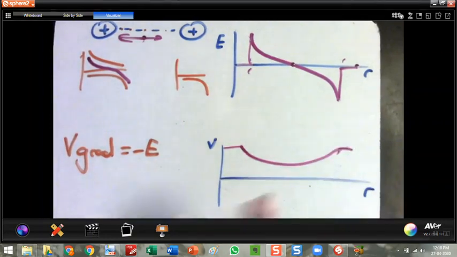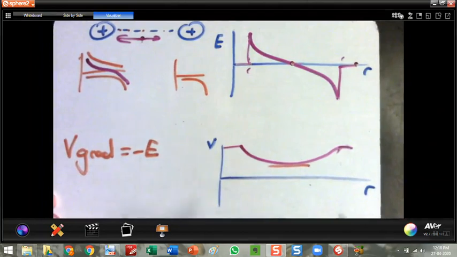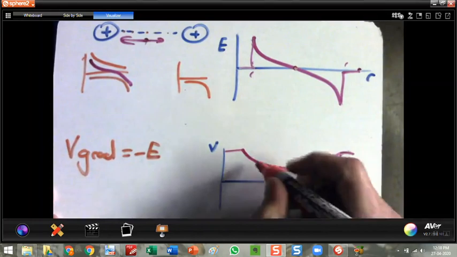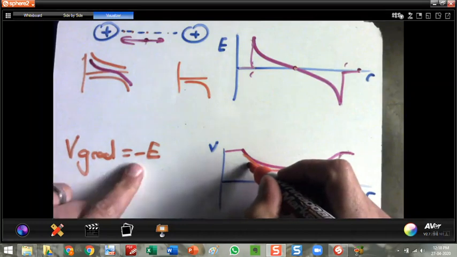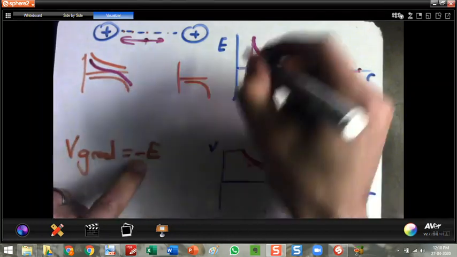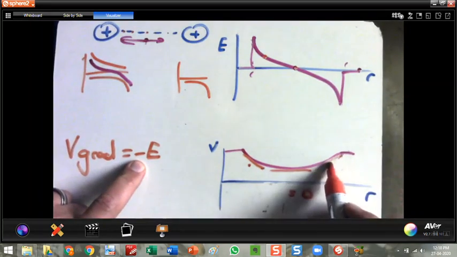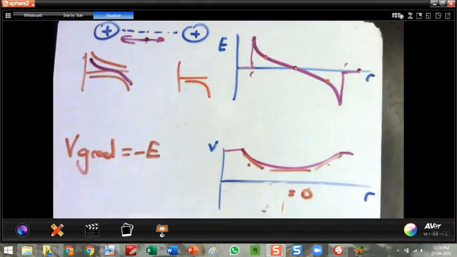Now guys, the relationship here is the gradient. At a certain point, this gradient needs to be 0, and that's why there's a turning point, because the gradient needs to be 0. So the V gradient, or the gradient in the potential, needs to be 0. It is the opposite sign, so what we see here is a negative gradient, and the negative gradient times the negative gives me a positive value for the electric field. Here there's a positive gradient, so the positive gradient times that negative gives me a negative value for the electric field.